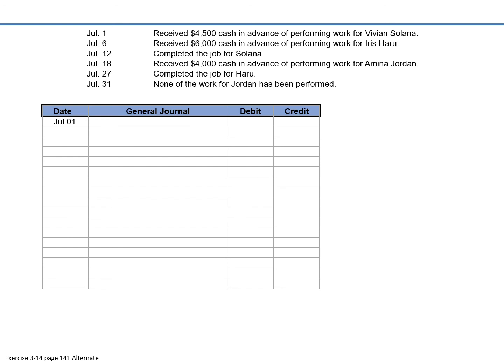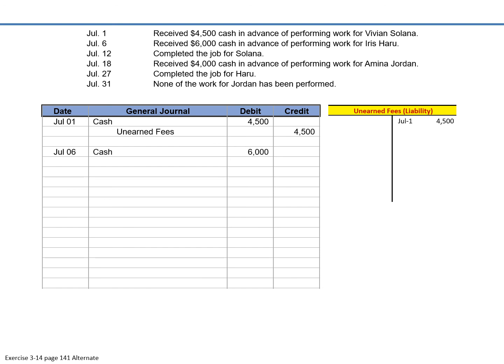Okay, so assuming that they record everything to unearned to start, when they receive the cash in advance for Vivian, we're going to debit cash to increase it, and we're going to credit unearned fees to increase that. It's a liability. On July 6th, we received $6,000 cash in advance for performing work for Haru. So we're going to increase cash with a debit of $6,000, and we're going to increase our unearned fees liability with a credit of $6,000.